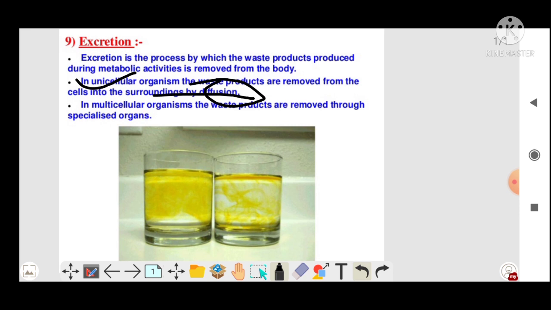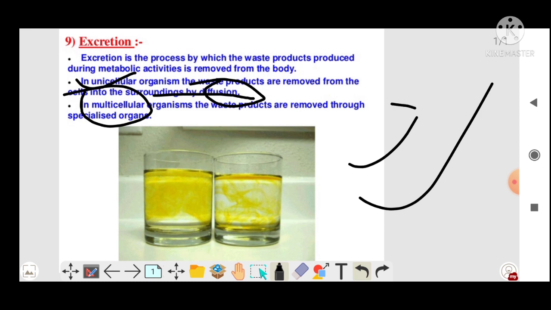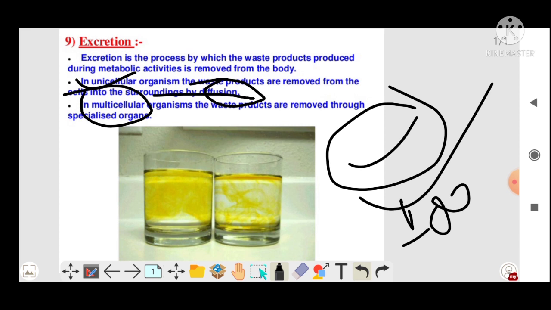In multicellular organisms, the waste products are removed through specialized organs like the kidney, nephron. Each kidney contains 10 lakh nephrons, which are the functional unit of the kidney.